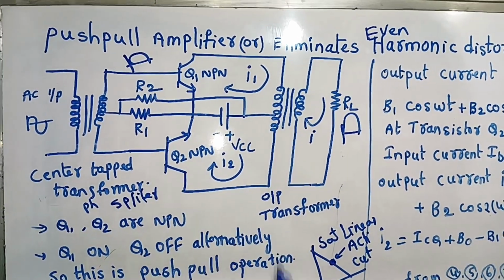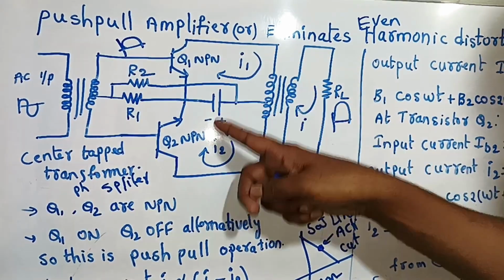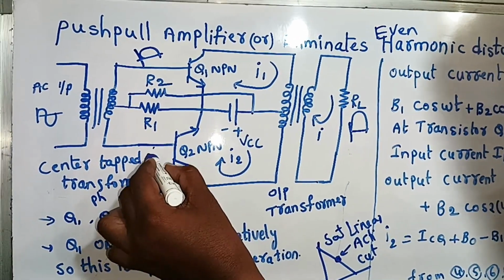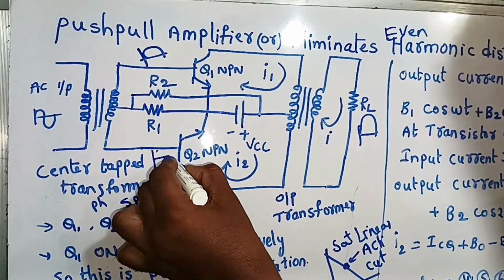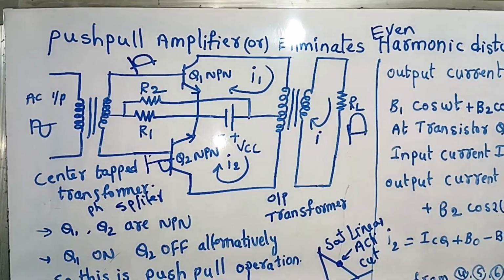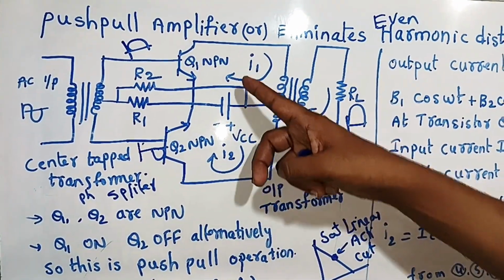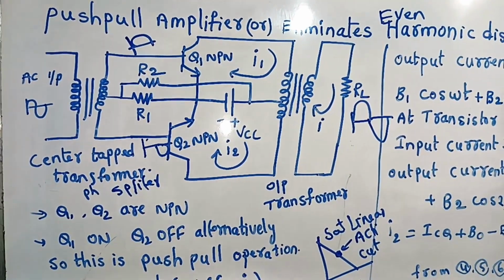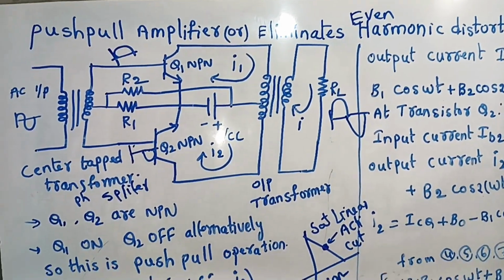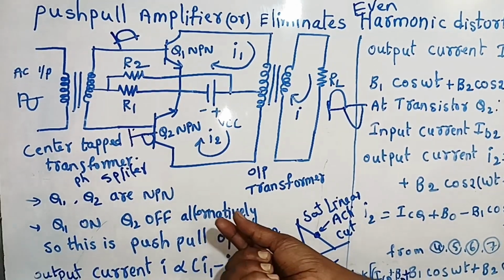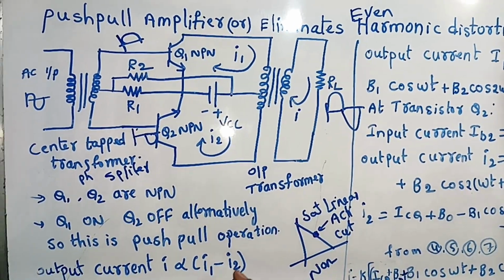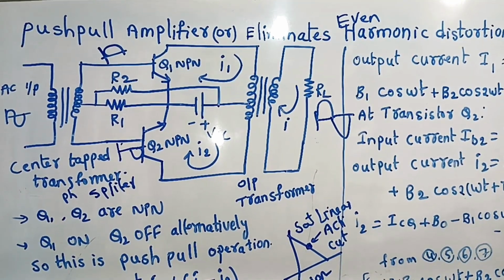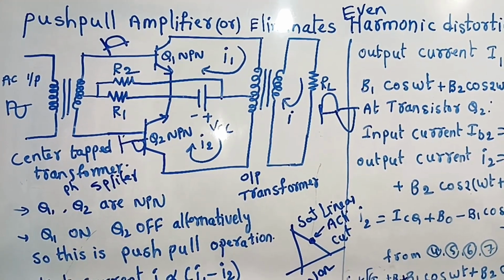Similarly, during the positive half cycle, Q1 is on and Q2 is off, and the output is like this. During the negative half cycle, Q2 is on and Q1 is off, and you get the output like this at the load resistance RL. This alternate connection, with Q1 and Q2 alternately on and off, is nothing but push-pull operation. This is called push-pull operation.